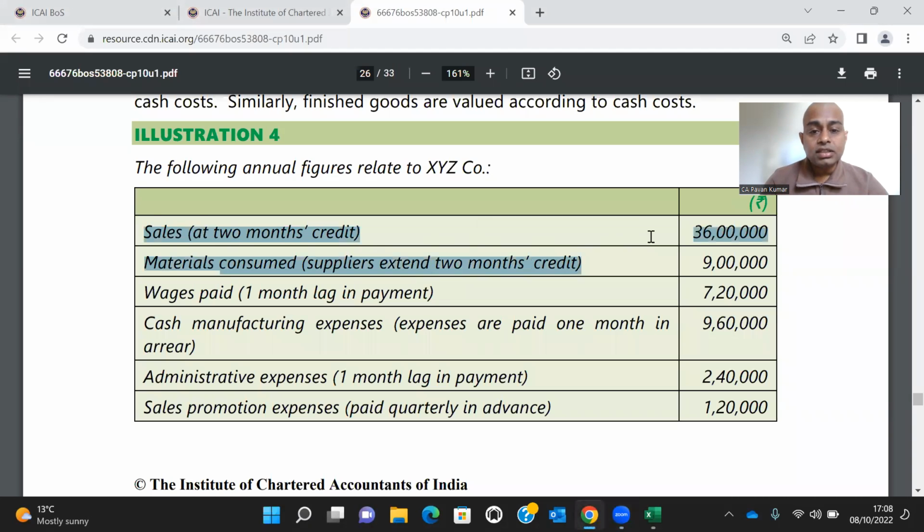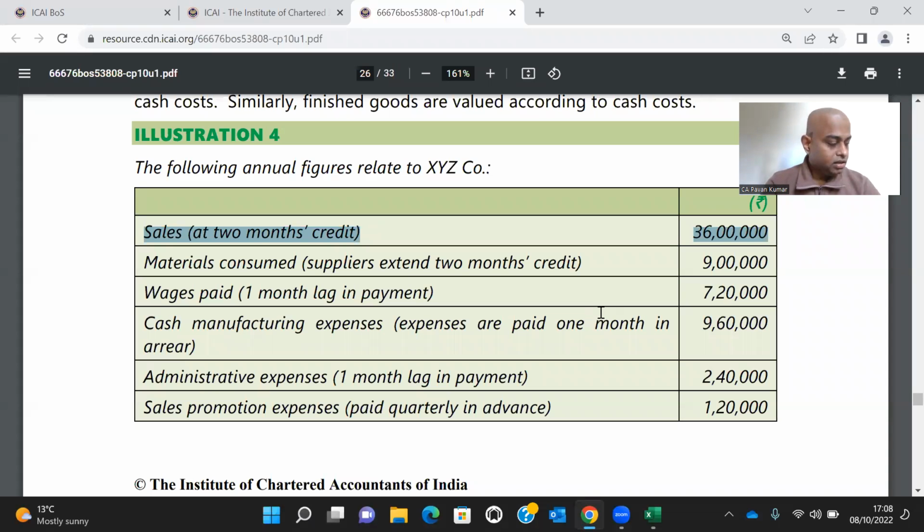Sales is given 36 lakhs. Debtors credit is 2 months period. Can you calculate and tell me debtors? Guys, please do that fast and tell me in the chat box. 6 lakhs. Everybody is saying 6 lakhs.